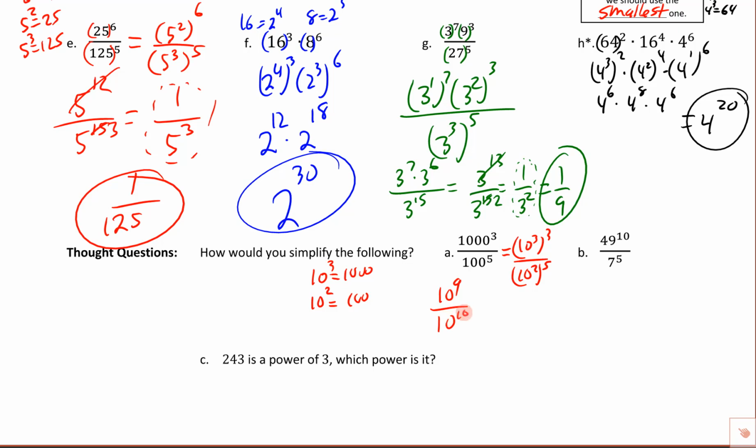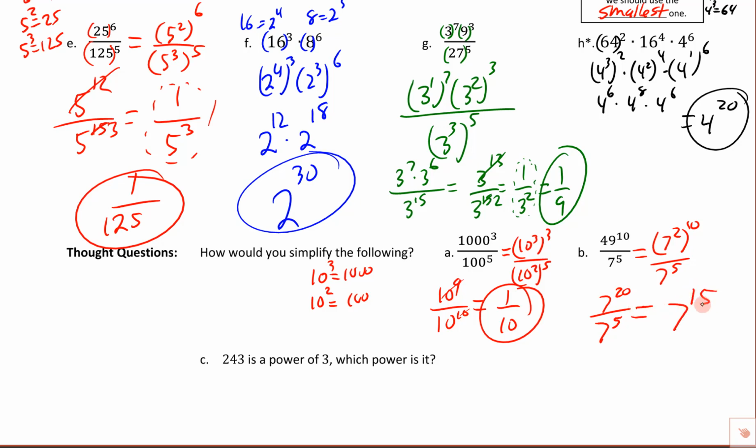So after all of that, look what we end up with. We end up with a 1 on the top, and we end up with a 10 on the bottom, because 9 of these canceled with 9 of those. Okay, so I'll go ahead and circle that. This one, I'm hoping if you take a look at that for just a quick second, you know what to do with that, because it's the same as what we would do up above. 49 is 7 squared. So this is 7 squared raised to the 10th. I'm thinking ahead there. Over 7 to the 5th. So this is 7 to the 20th over 7 to the 5th. So that would be 7 to the 15th.